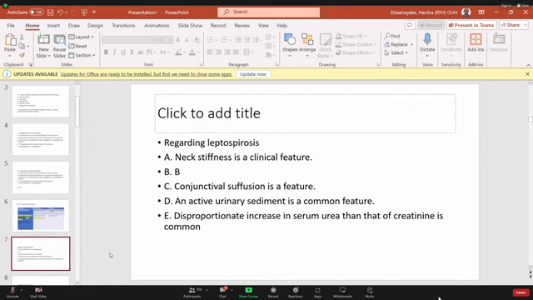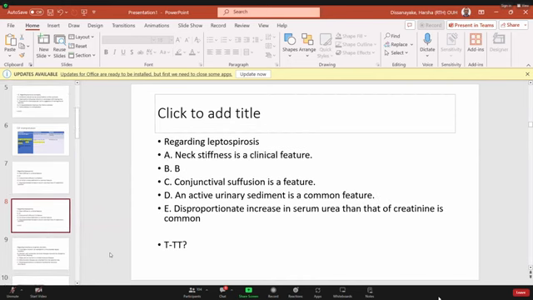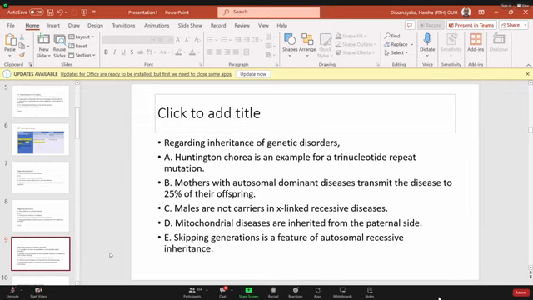Okay, no answer. So let's leave it unmarked. Any other questions? No questions. Okay. Regarding inheritance of genetic disorders.